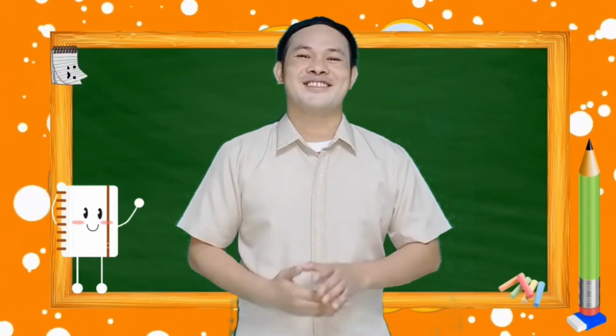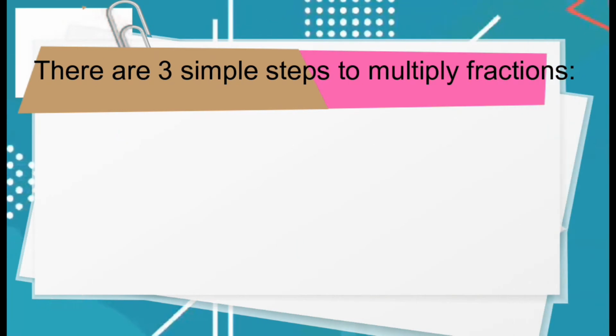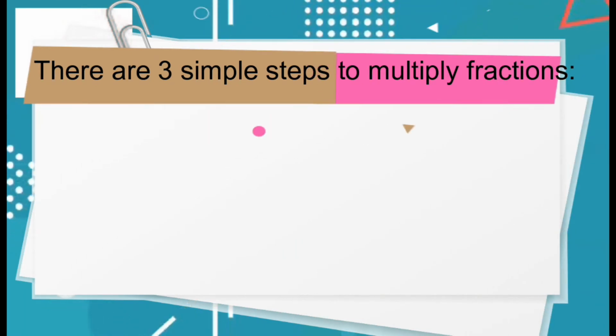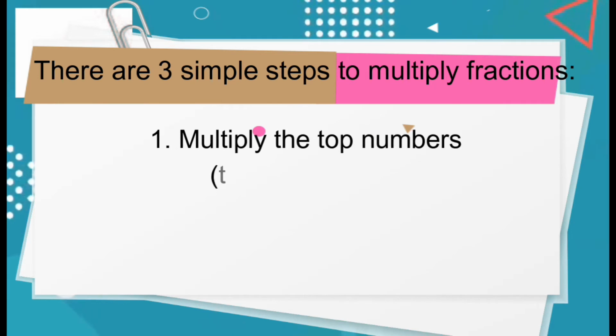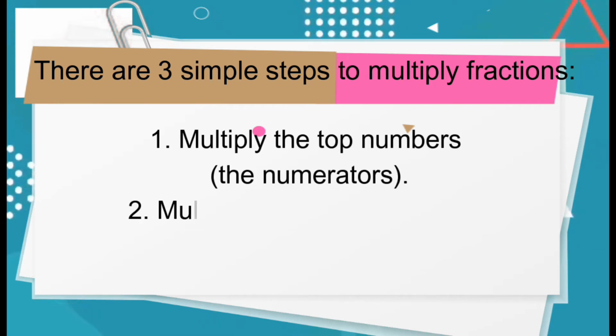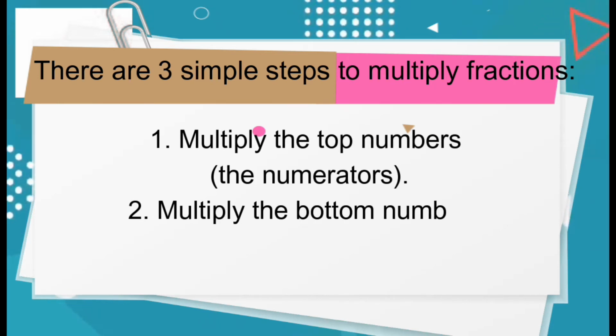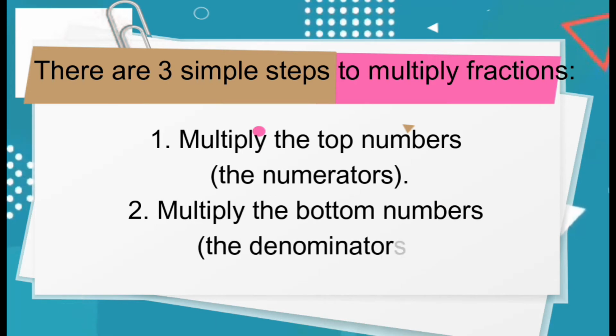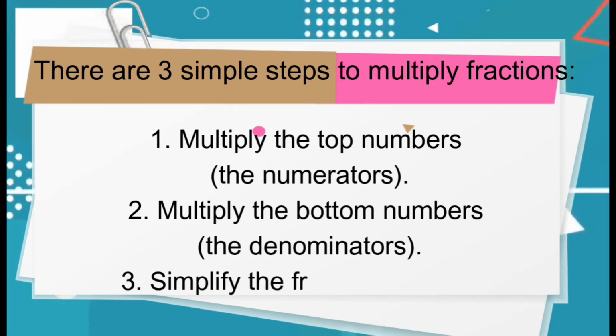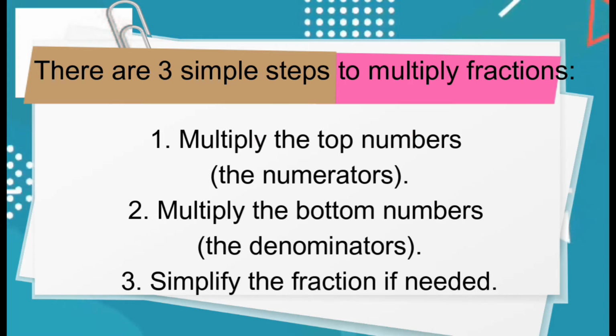Let's find out. There are 3 simple steps to multiply fractions. First, multiply the top numbers or the numerators. Second, multiply the bottom numbers or the denominators. Third, simplify the fraction if needed. Here's an example.